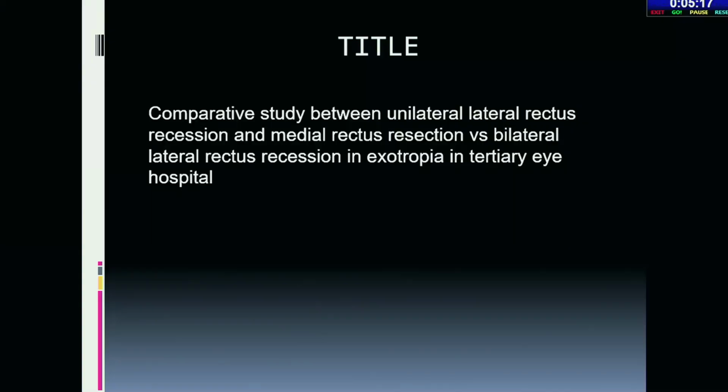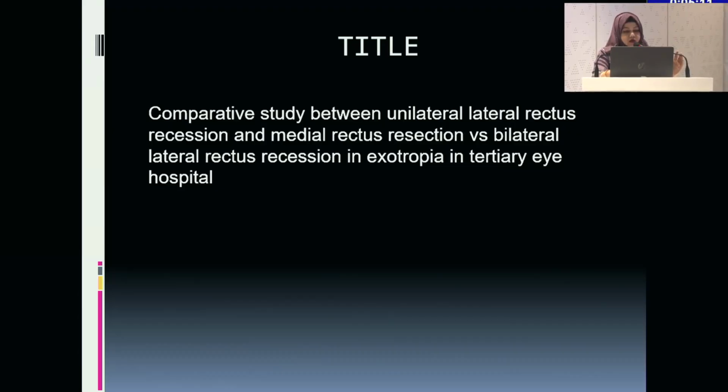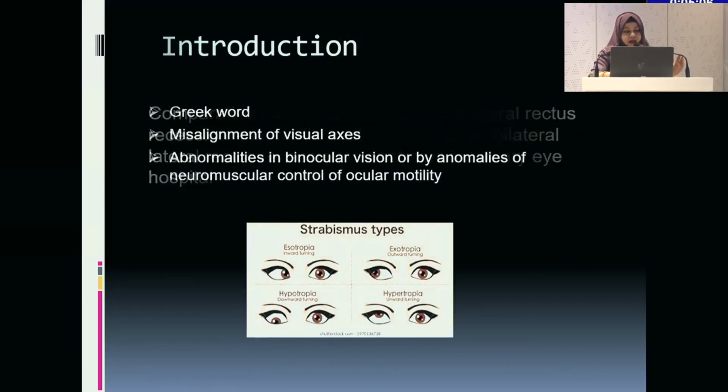Okay. The title of my study is Comparative Study between the Unilateral Lateral Rectus Resection and Medial Rectus Resection versus Bilateral Lateral Rectus Resection in Exotropia in a Tertiary Eye Hospital.